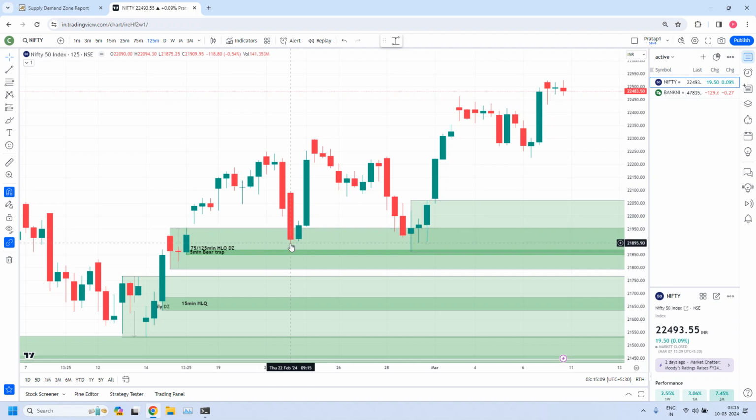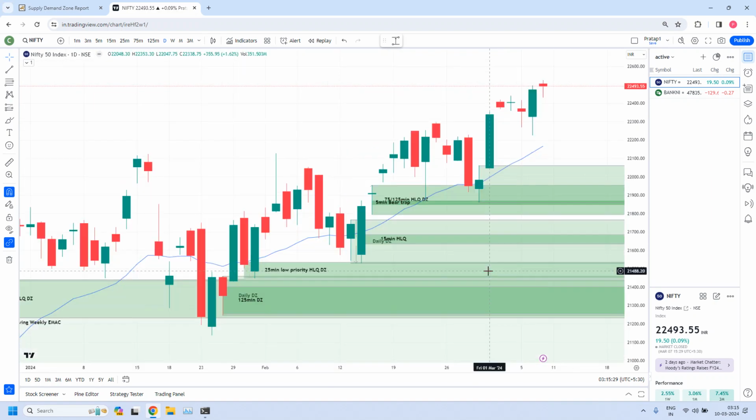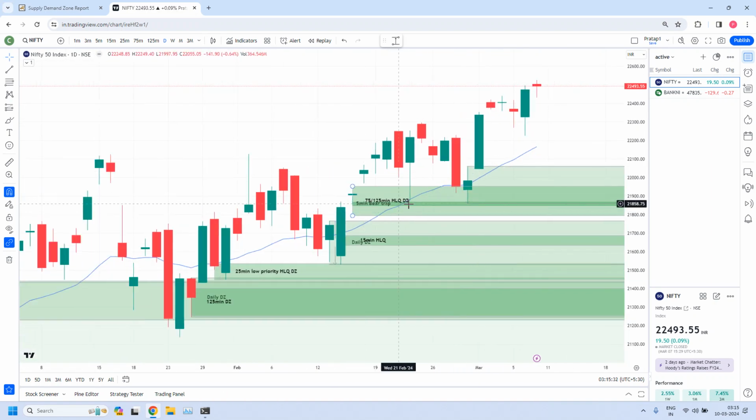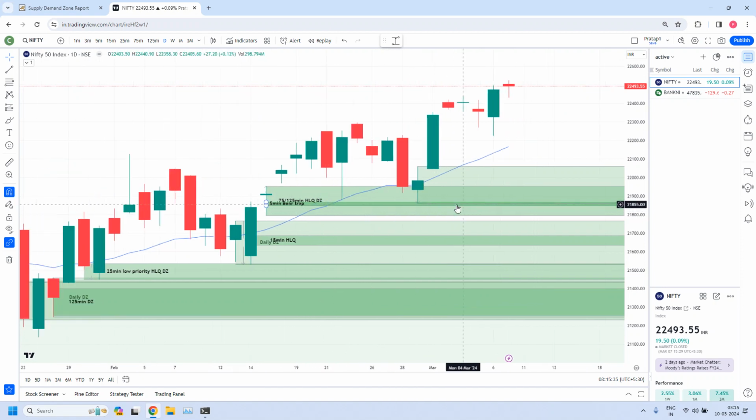On 22nd February it picked up the orders from this zone, and again on 24th February it picked up the orders. On 28th February and 29th February, it picked up the orders from this zone, and now a new daily zone is created here. That is what we have seen. This 75 minutes high liquidity zone is the main reason behind the creation of this, because it picked up the orders from this zone and created it. Because this is a high liquidity area, within this area again institutions created a new zone, but this happened in the higher time frame now.